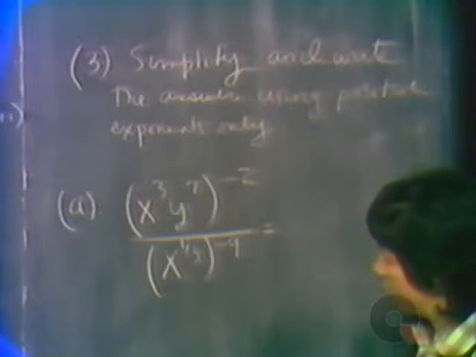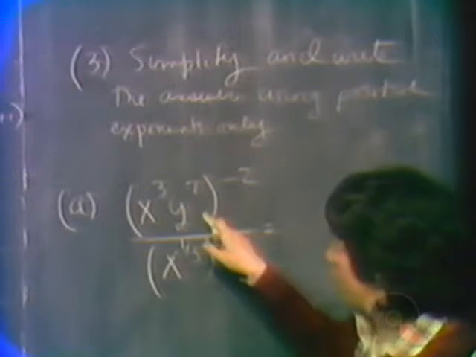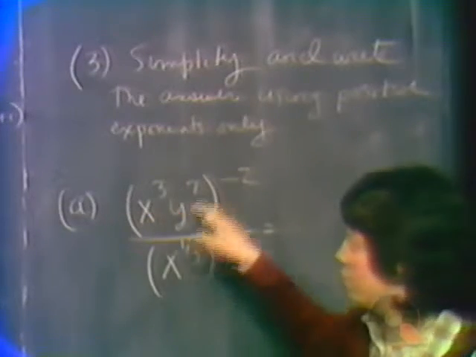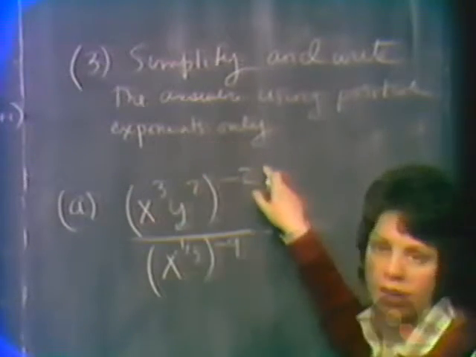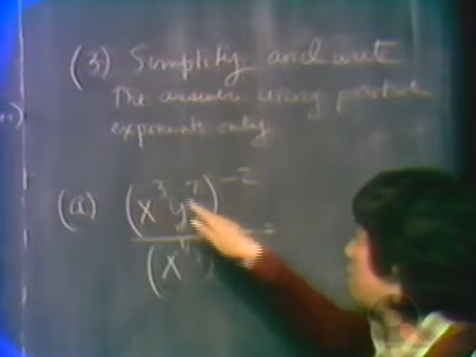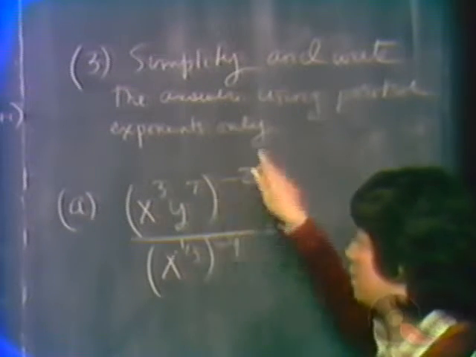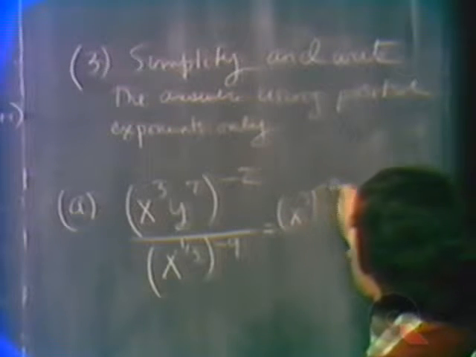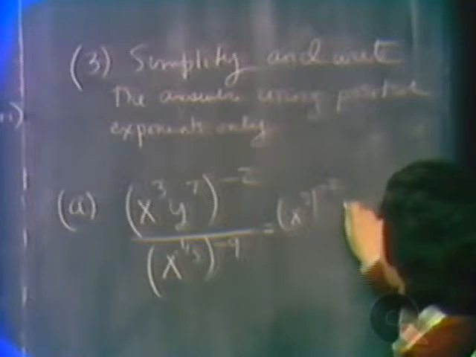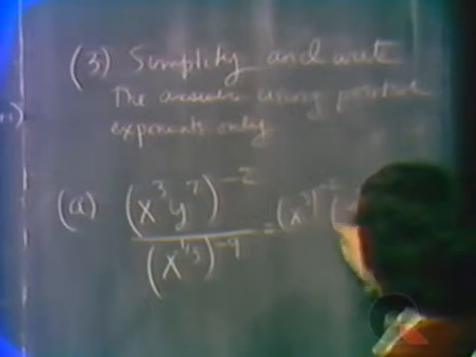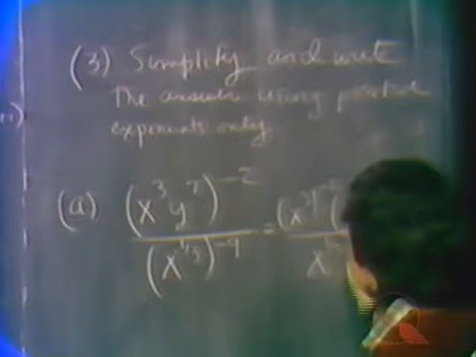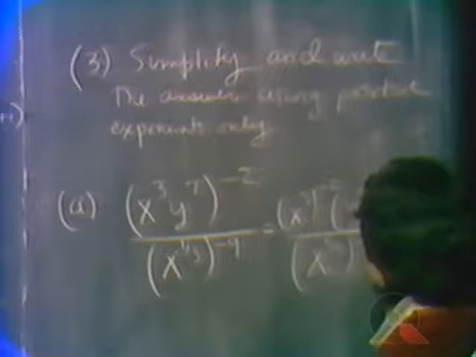Okay, the first thing we're going to do is to realize that if you have, say, ab to a power, a product to a power, you can take each factor and raise it to that power. So it's like ab to the m is a to the m, b to the m. So we have x cubed to the minus 2 power, y to the 7th to the minus 2 power, over x to the 1/3 to the minus 9 power.